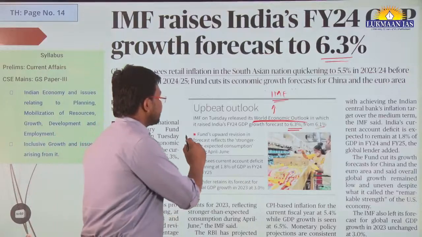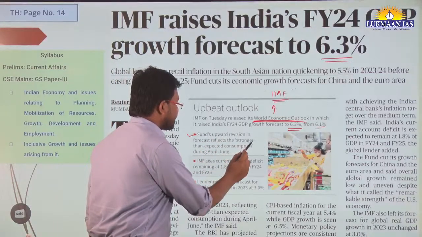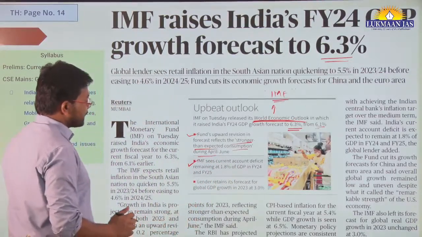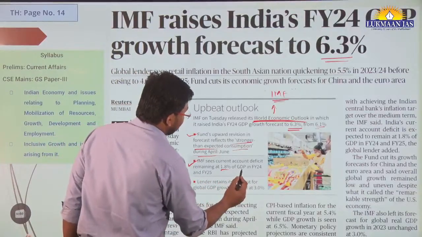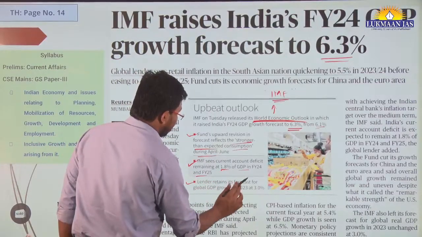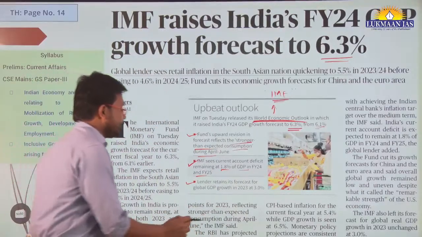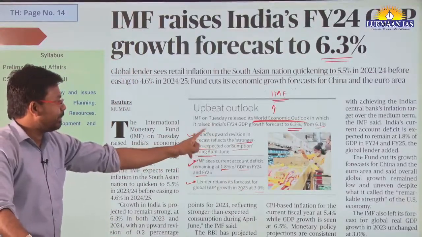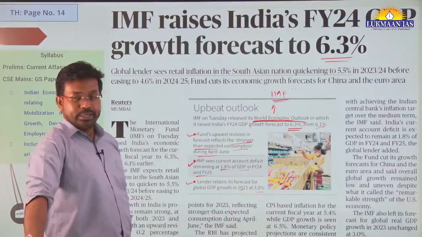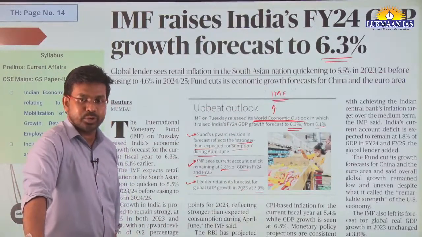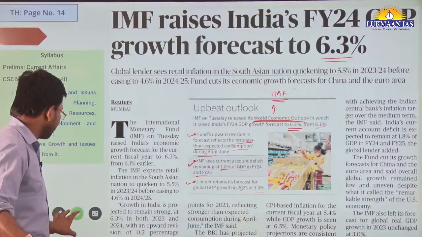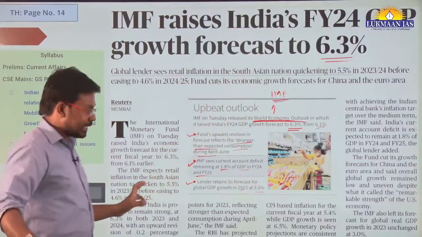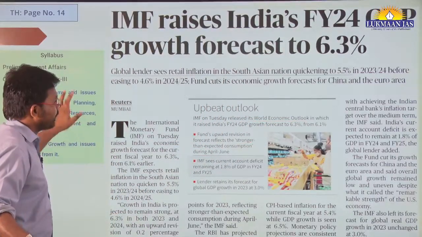The fund's upward revision reflects stronger than expected consumption during April to June. IMF sees the current account deficit remaining at 1.8% of the GDP. The lender retains its forecast for global GDP growth in 2023 at 3%. So global GDP is growing at a 3% rate, but for financial year 2024 for India it will be 6.3%. This is what is said by the International Monetary Fund. So the most important information is that the World Economic Outlook is released by the International Monetary Fund. This is important for us to remember.